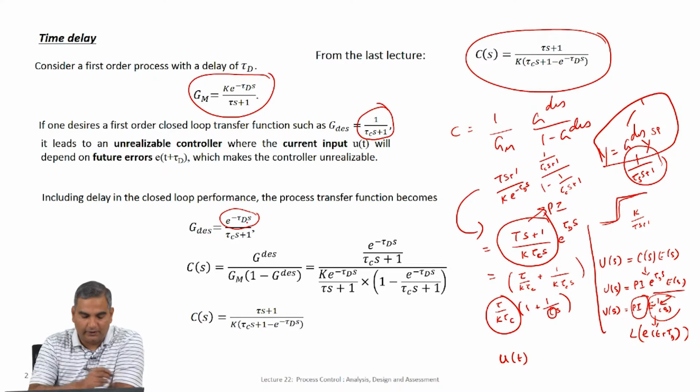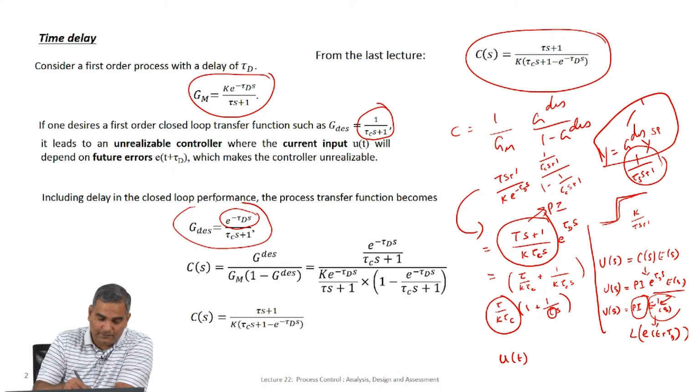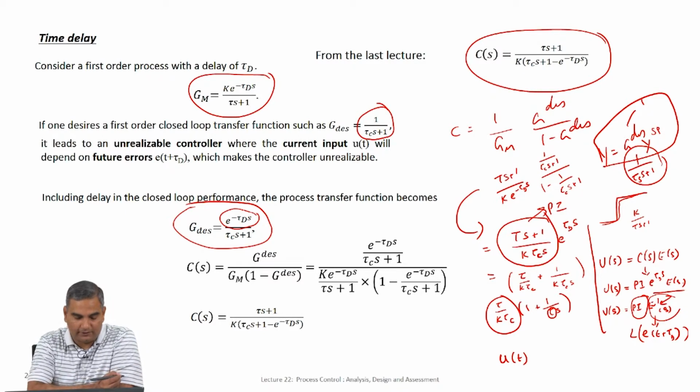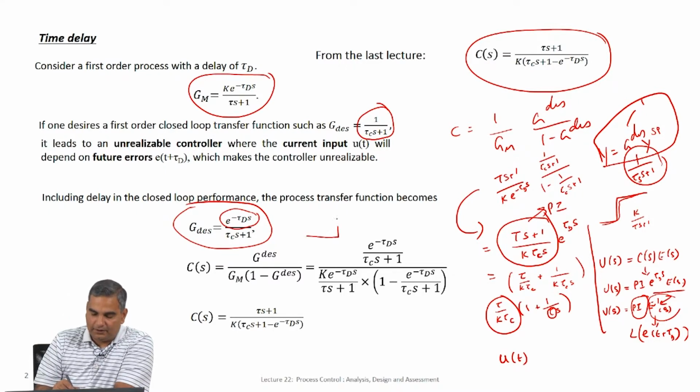So I am just going to say let me accept that, and the performance loss is e power minus tau d s. If you look at this G desired function, you will notice that the gain is 1 again, even though I have introduced e power minus tau d s. That means ultimately I will get to my y set point value. However, I will have a time delay. So if there is a y set point change made here, y will do something like this. Ultimately it will go there, but there will be a time delay here, and this is the performance loss I have.